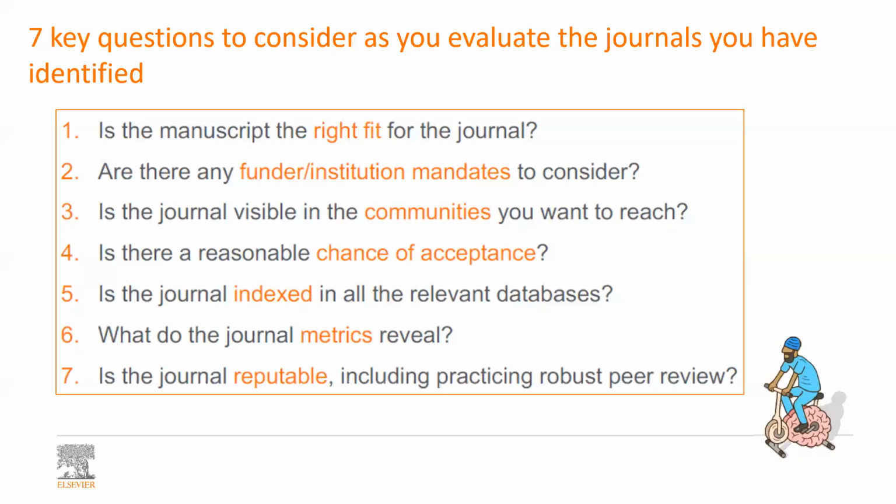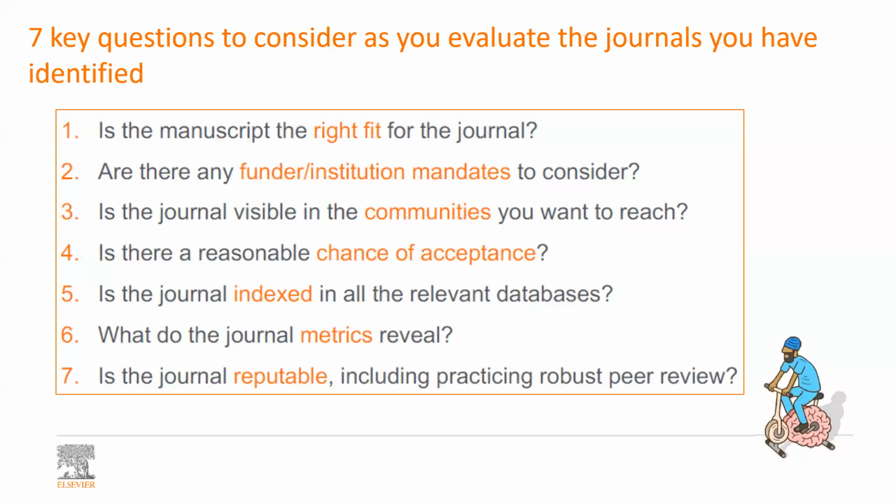Are there any funder or institute mandates that need to be considered? Is the journal visible to the community that you want to reach? What are the chances of acceptance of your manuscript? You will get that from Journal Finder, and also from the journal homepage. Let's say one journal has a 5% acceptance rate and another has a 35% acceptance rate. Depending on the metrics you want to look at, it is always advisable to send your publication to the 35% one so that the chances of acceptance increase. That you will get when you analyze the journal acceptance rate.